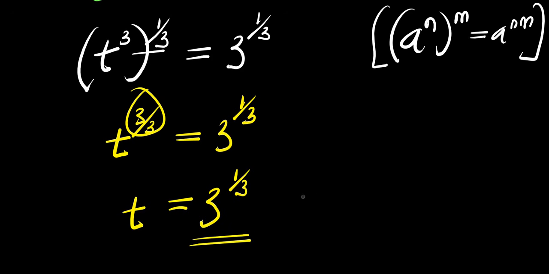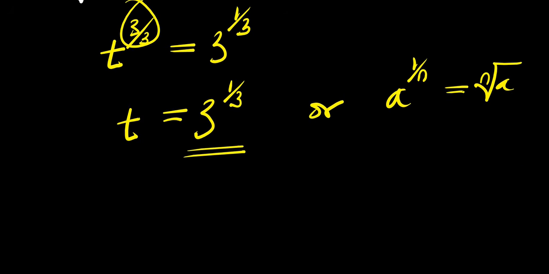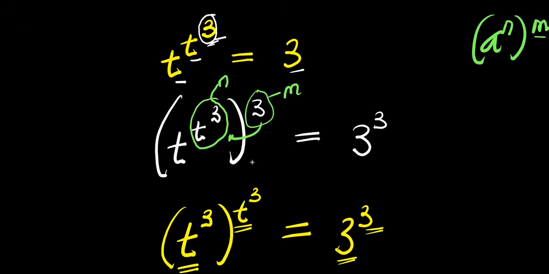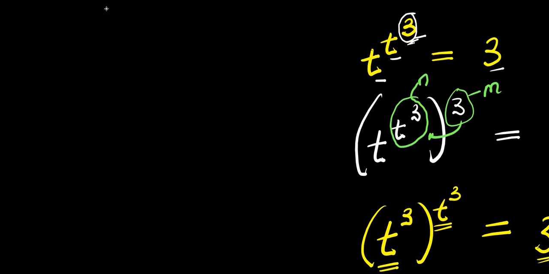So we can leave our answer this way, or if you have a power 1 over n, this equals the nth root of a. So we apply the same thing here. That means you can easily have our answer as t equals the cube root of 3. Now, this is one method of solving this exponential problem. You can also solve this using the method of natural log of t power t power 3 equals 3.